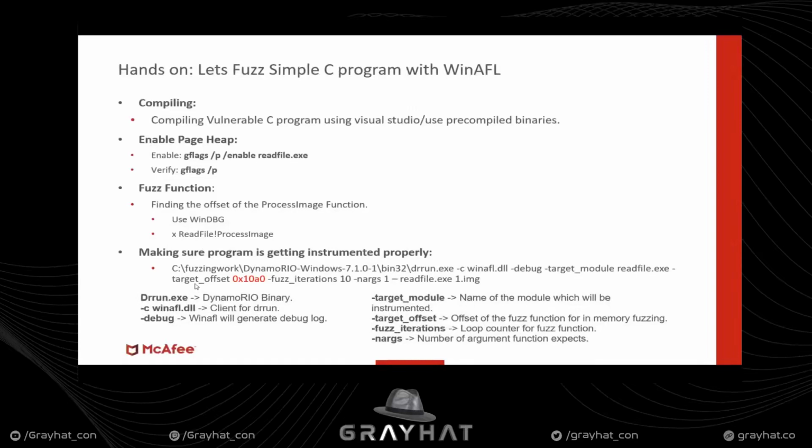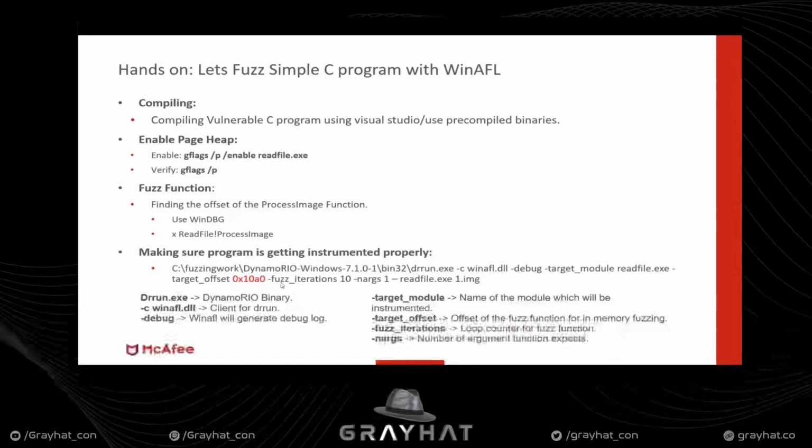And then there is another option, that is target offset. So target offset is the offset of your first function, which we have seen in the last few slides. We have used WinDBG to figure out the offset of that function. So in our case, this will be the offset of the process image function, which was 10A0.